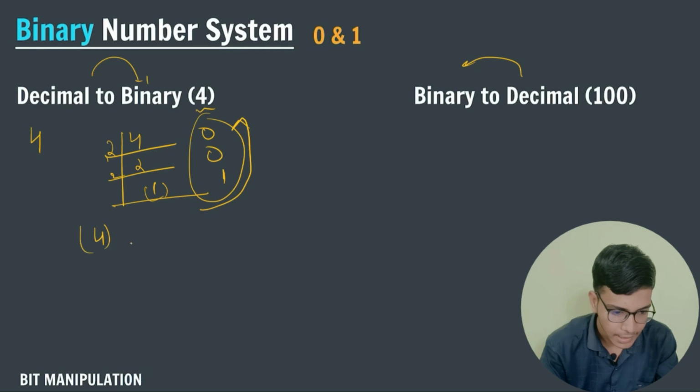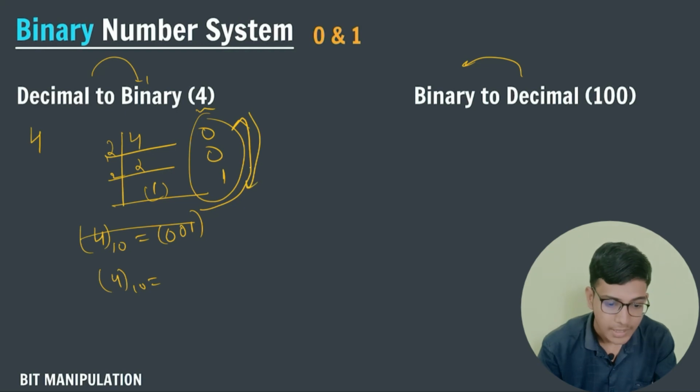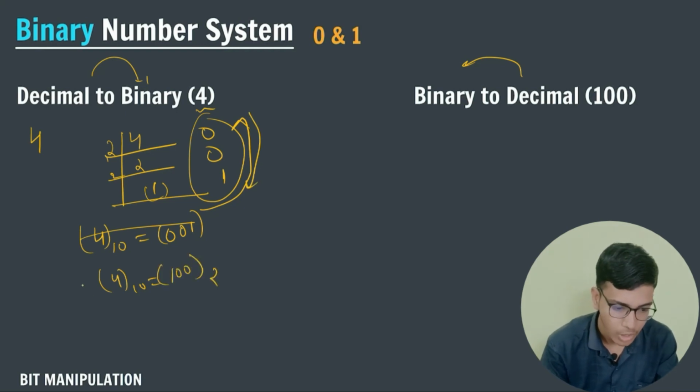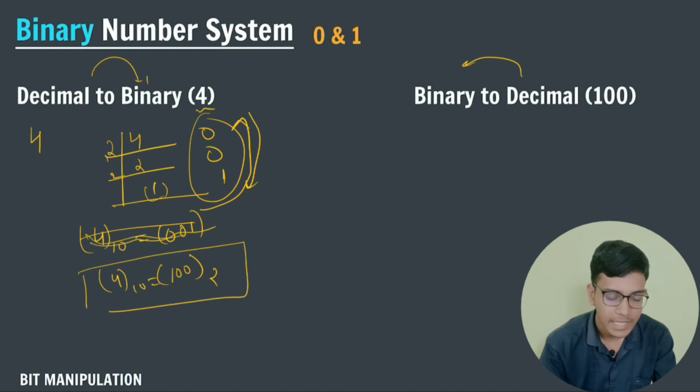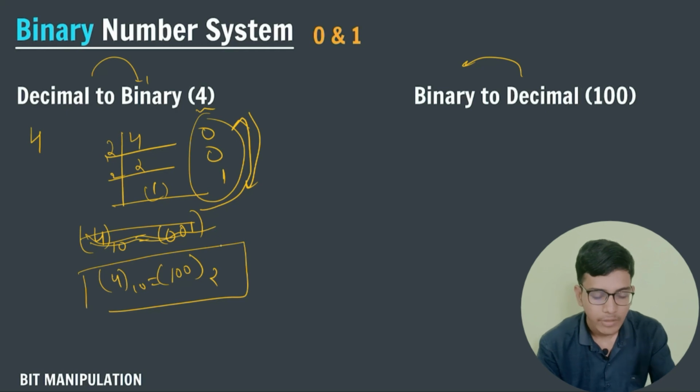So can I write that 4 in decimal is equal to, from top to down, this is my binary number, that is 100. This is my decimal form. So 4 in decimal is equal to 100 in binary. So this is how we will convert a given decimal number to binary.